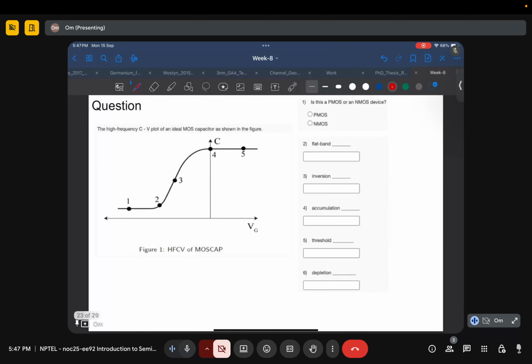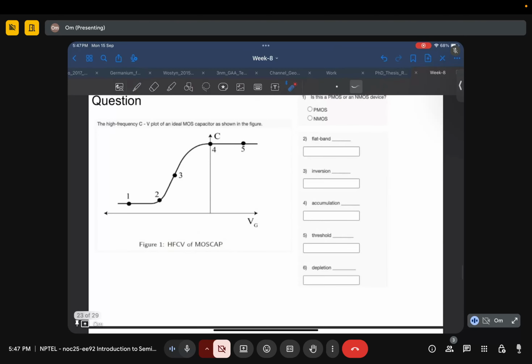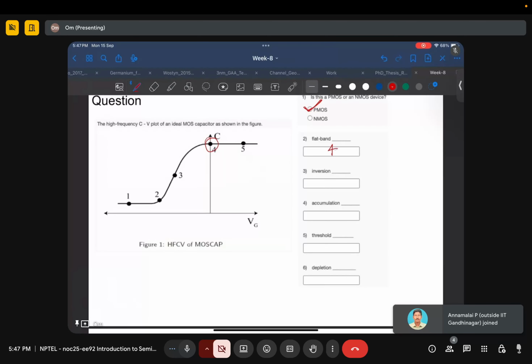Is this a PMOS or an NMOS? Since it's a high frequency CV, in inversion it must be low. It is low here and this is negative VG. That means it must be PMOS. Which is the flat band condition? The flat band condition is this one, 4. Inversion is 1. Accumulation is 5. Threshold is 2 and depletion is 3.